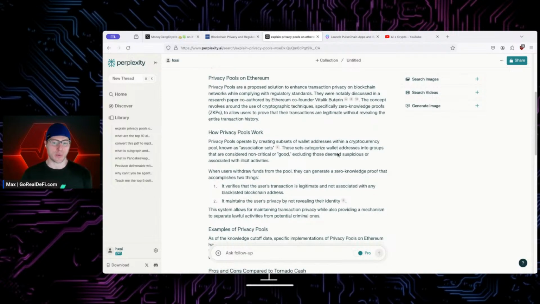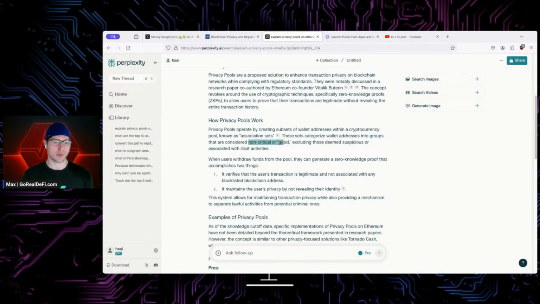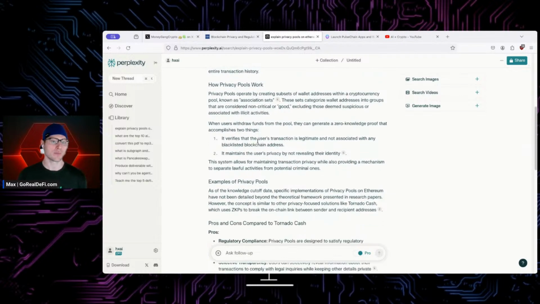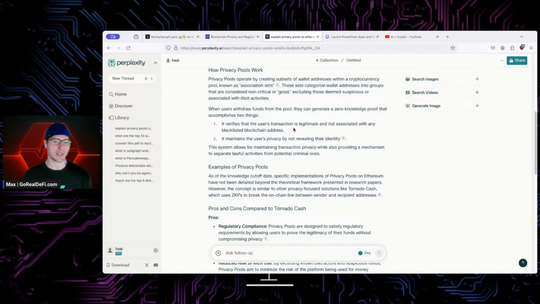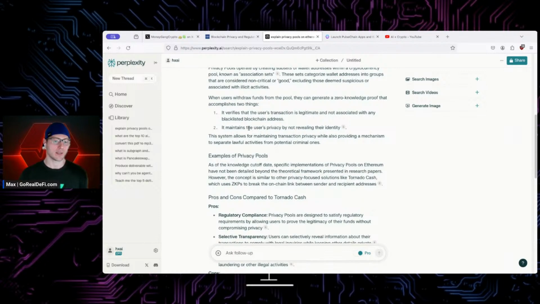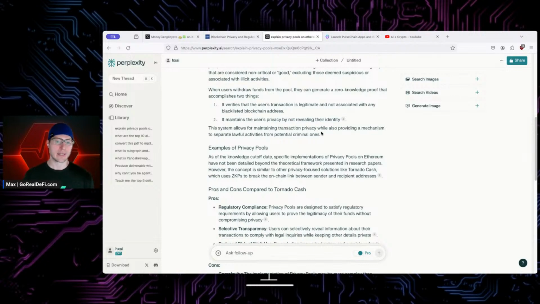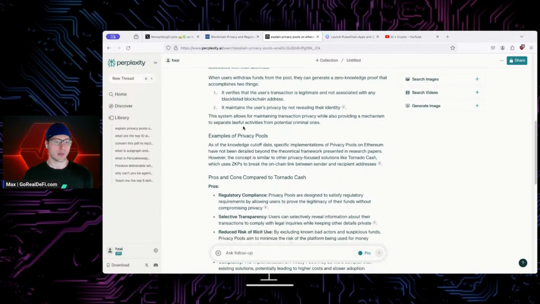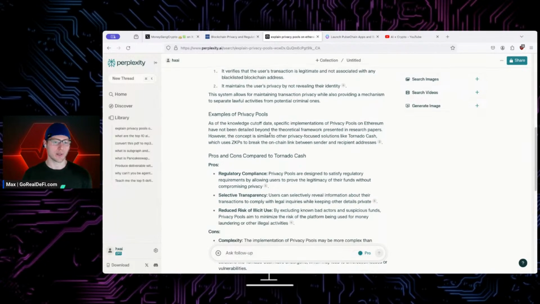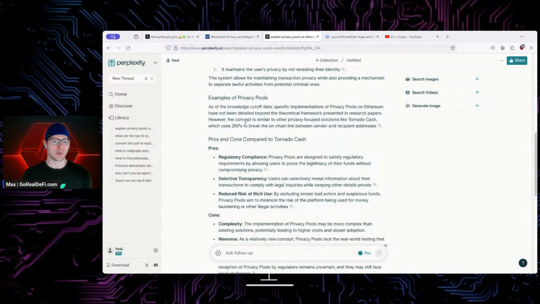These sets categorize wallet addresses into groups that are considered non-critical or good, excluding those deemed suspicious or associated with illicit activities. When users withdraw funds from the pool, they can generate a ZKP that accomplishes two things: it verifies the user's transaction is legitimate, not associated with any blacklisted blockchain address, and it doesn't have to reveal their identity or transaction history. So this system allows for maintaining transaction privacy while also providing a mechanism to separate lawful activities from potential criminal ones.